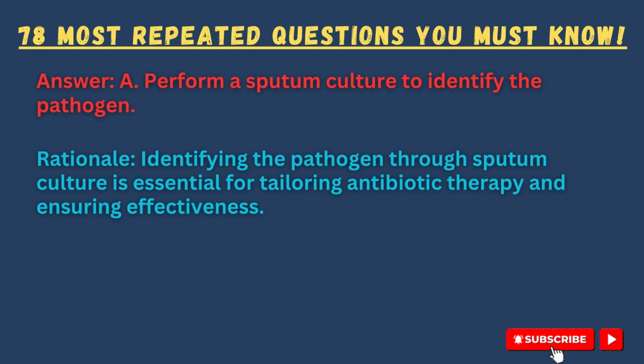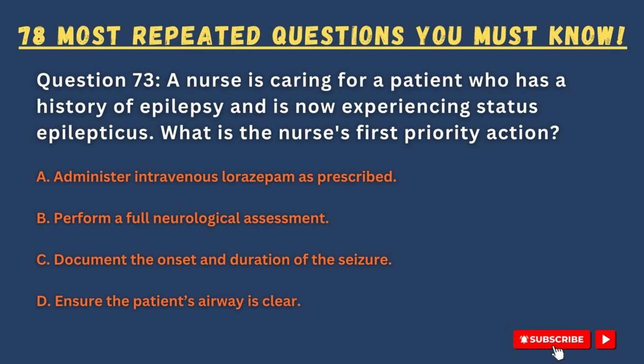Answer. A. Perform a sputum culture to identify the pathogen. Rationale. Identifying the pathogen through sputum culture is essential for tailoring antibiotic therapy and ensuring effectiveness. Question 73. A nurse is caring for a patient who has a history of epilepsy and is now experiencing status epilepticus. What is the nurse's first priority action?